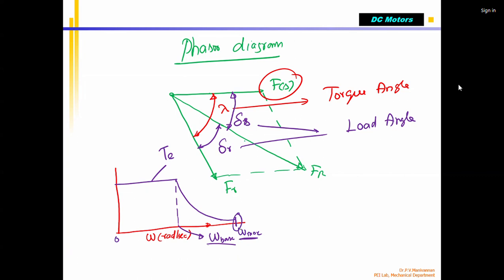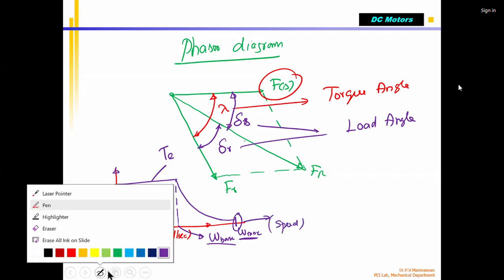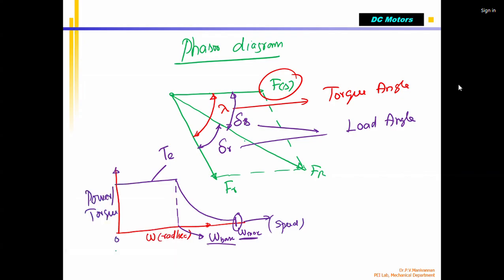Okay, so the x-axis we are talking speed of the motor, right, in omega radians per second. Y-axis we are talking about the power as well as the torque. Same axis we are drawing. If you see for synchronous motor, I have drawn the torque curve in violet color. The power curve will go something like this for synchronous motor.